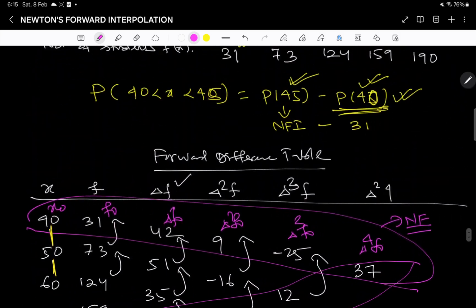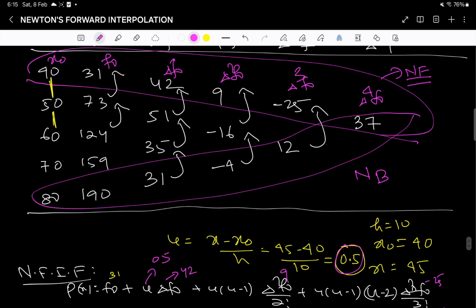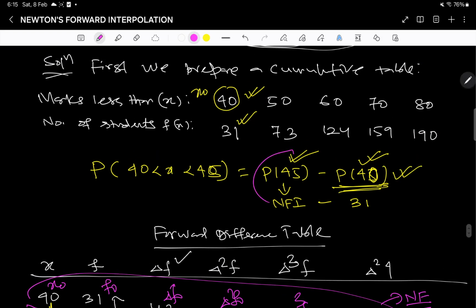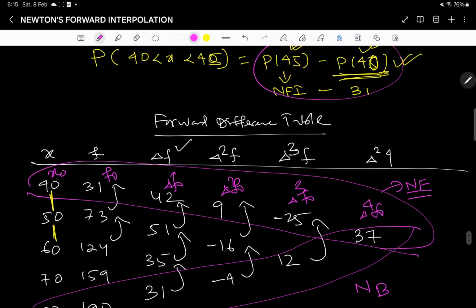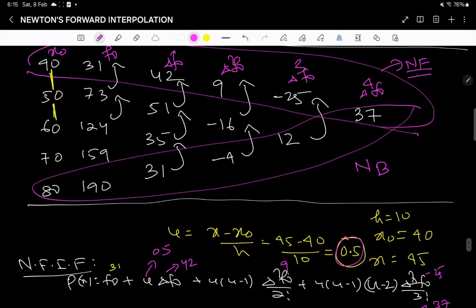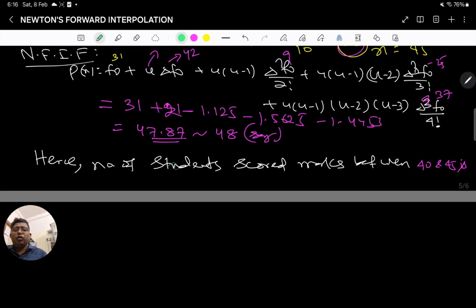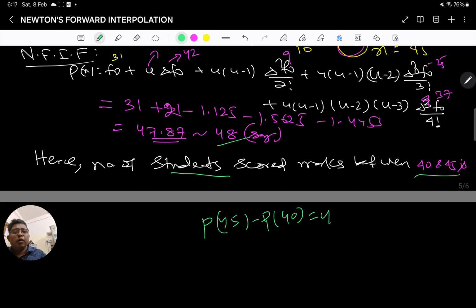Now my desired answer will be P of 45 minus P of 40, right? So the number of students who scored marks between 40 and 45 is P of 45 minus P of 40. As we see, this is 48 and this is the originally given 31, and the number of students is 17. So this is my answer.